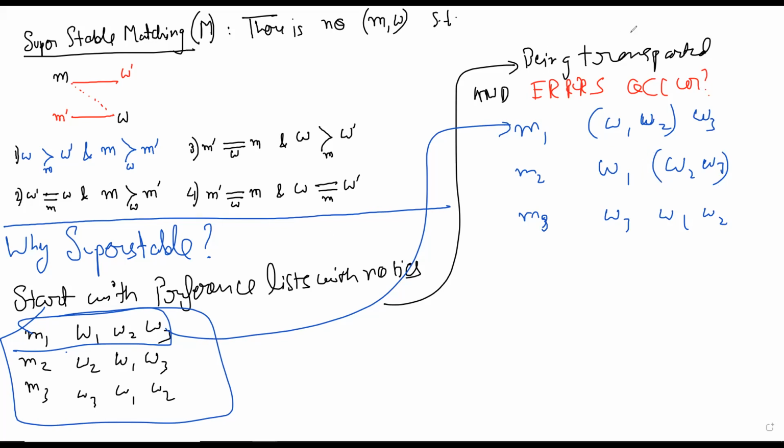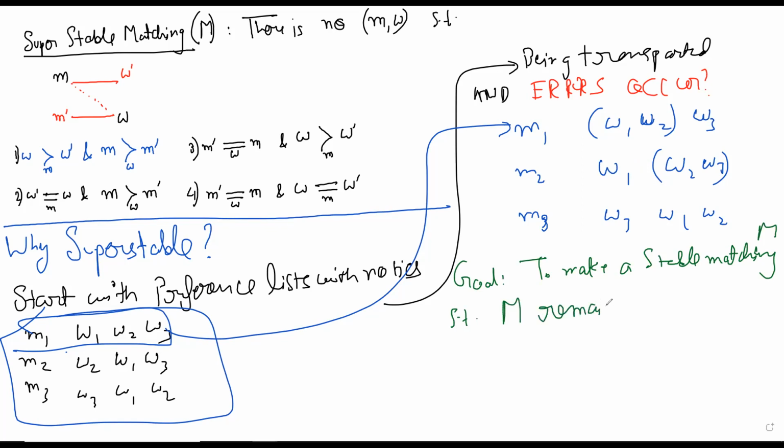And now the goal is to come up with a matching. The goal is to make a stable matching. You want to make a stable matching with the given information that we have access to. Okay, such that, let's say, stable matching M, such that M remains stable in the original list.